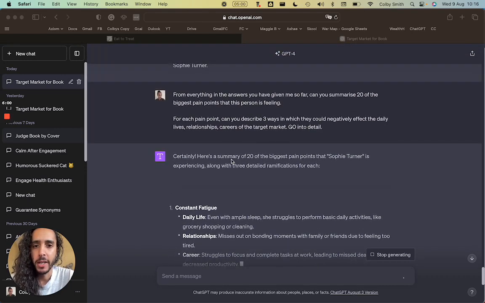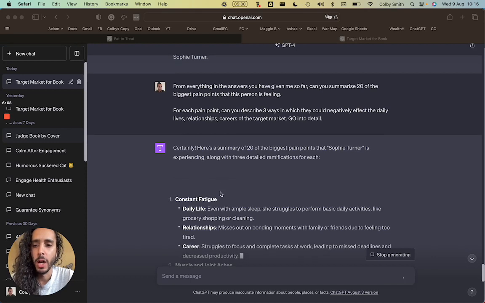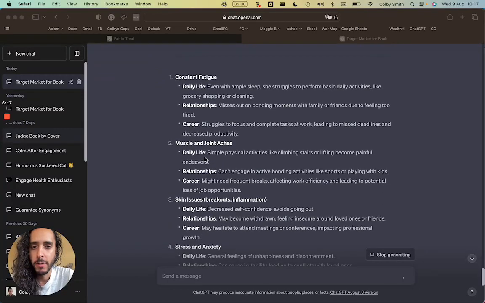So it made me think, instead of describe 3 ways, I've put life, relationship, career. We could expand that into different parts of their life, depending on what this ideal client was. If your ideal client was an athlete, we could say, how is it affecting their athletic performance? But this is really great stuff.